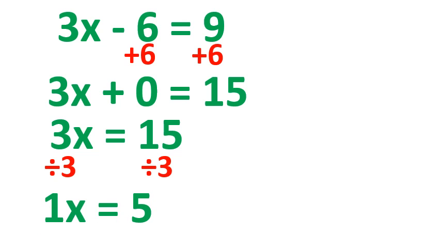So 3 divided by 3 is 1, so therefore the 3x becomes a 1x, and 15 divided by 3 on the right side of the equation gives you a 5, so 1x equals 5. Remember, 1x is just the same as x, so I'm going to rewrite 1x equals 5 as x equals 5. So now we have solved for x.